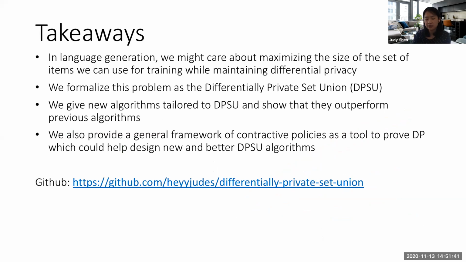And we also have this general framework of contractive policies, which help us prove that our policies are actually private and may help inform other algorithms down the road. Our code is available on GitHub. And if you want to access the data or have further questions or discussion on privacy in this setting of language generation, feel free to reach out.